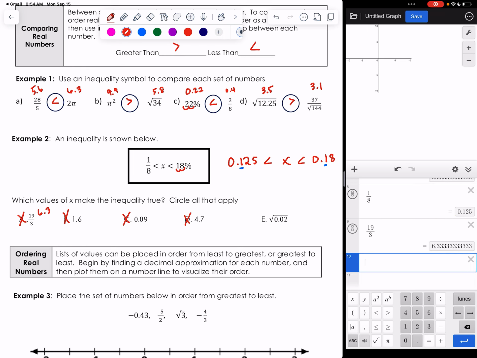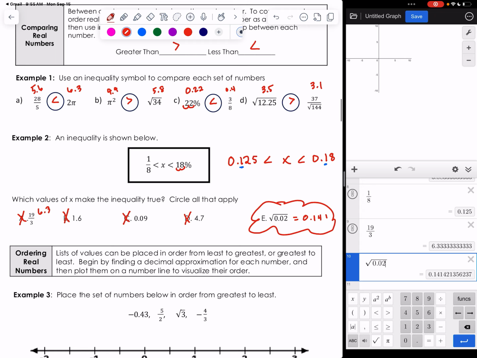So let's type it in. Square root of 0.02. And we get 0.141. And that is definitely between. So answer E was the only one that was between 1/8 and 18%.